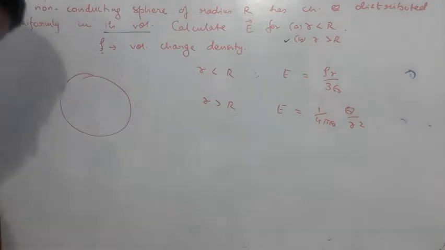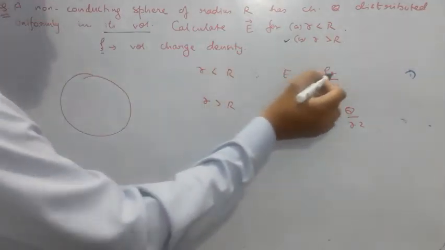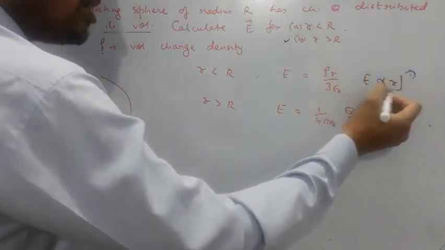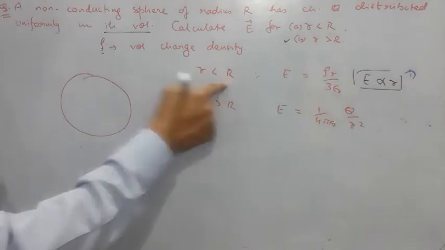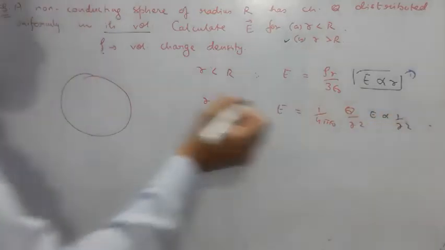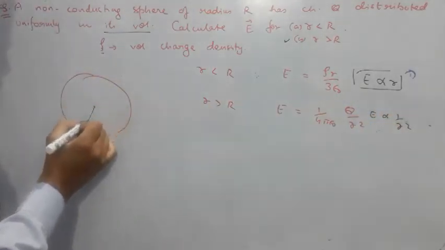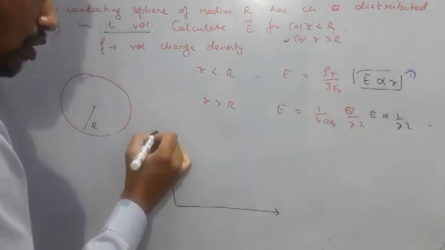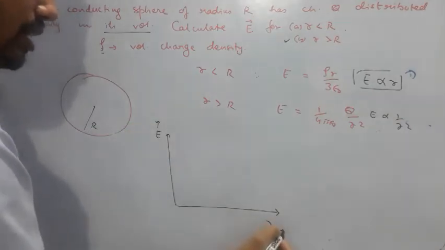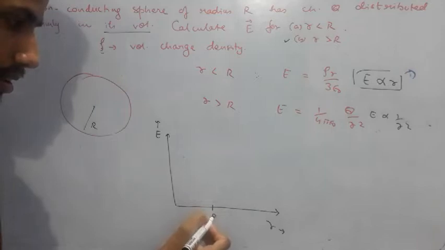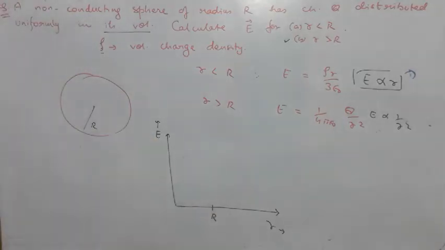What I want to discuss now is the variation of this electric field with r. Here we find that electric field is directly proportional to r for points inside the sphere, and here we find it varies inversely with square of distance. So this is very important, students. If we plot the graph of E versus r, can you think of what kind of a graph will we get? This is the radius that I will write as R.